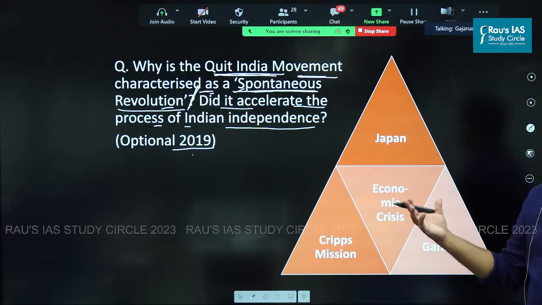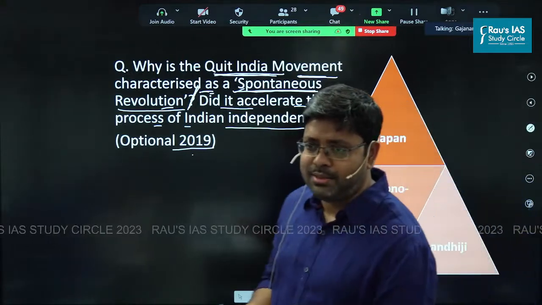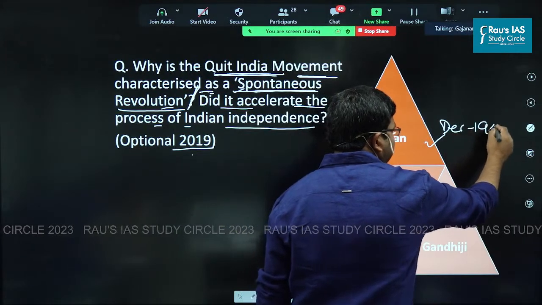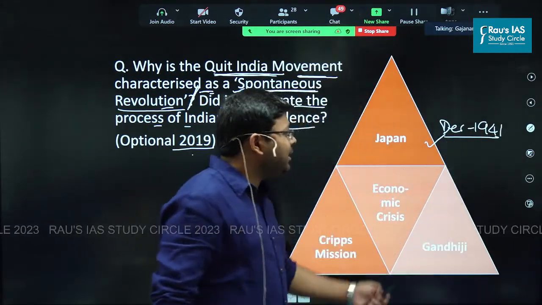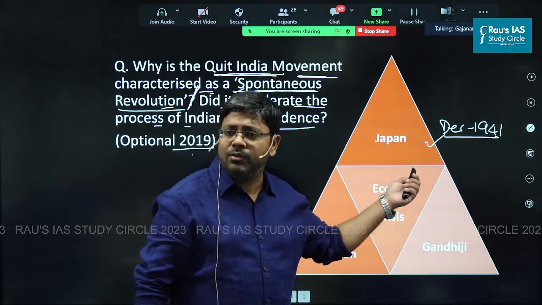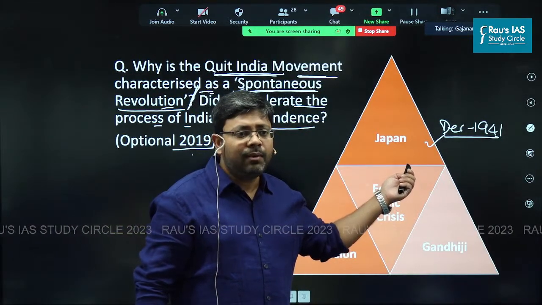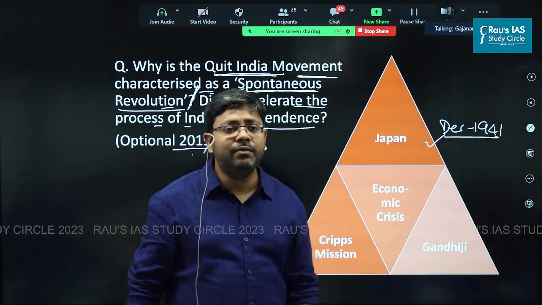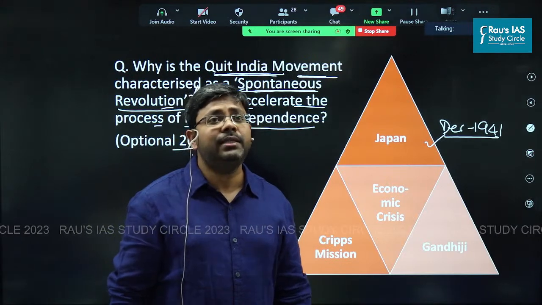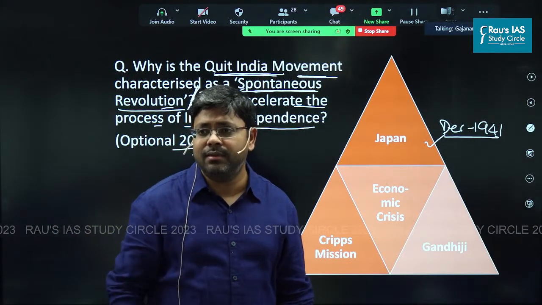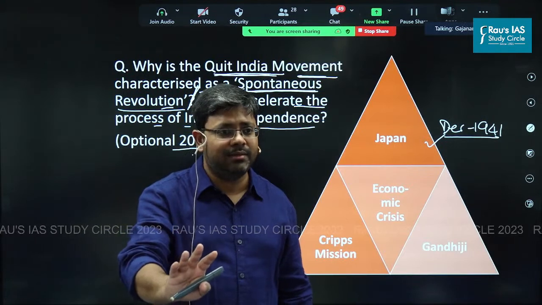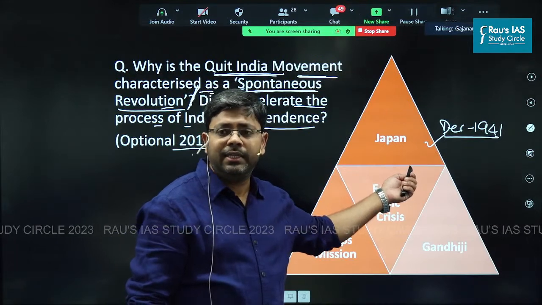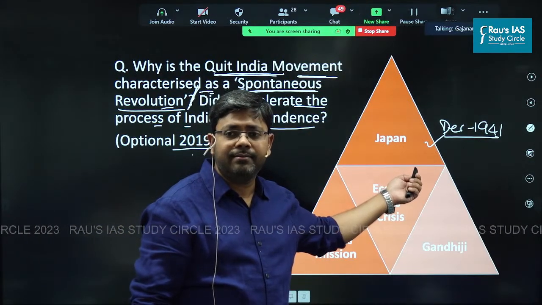Why did the Quit India movement happen? It was a simple matter. In December 1941, Japan attacked Pearl Harbor and entered the Second World War. Japan was quickly capturing so many areas, and it had captured even a big part of Burma. Japan was on the verge of invading India. Something had to be decided. There was a big political churning in India.